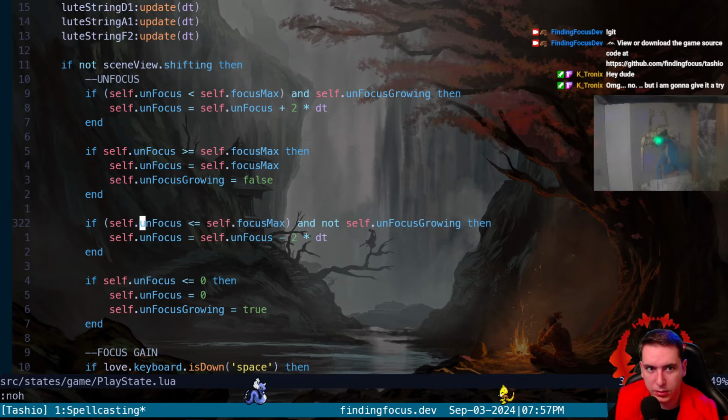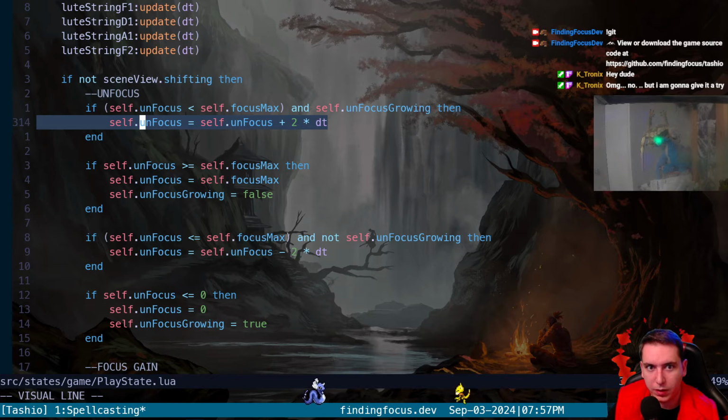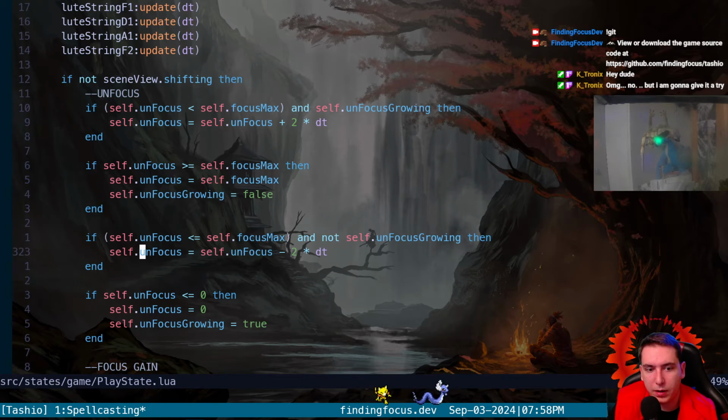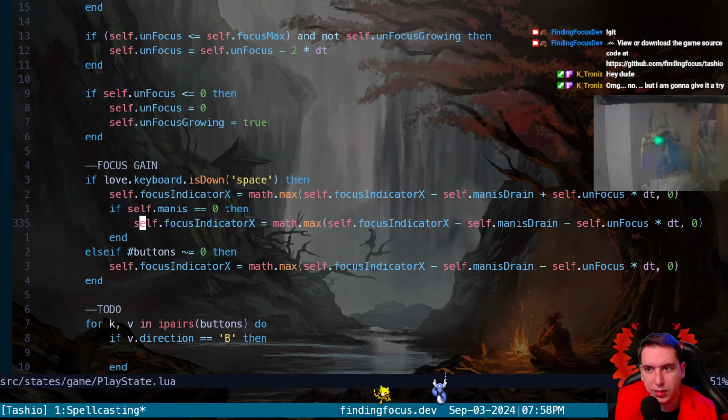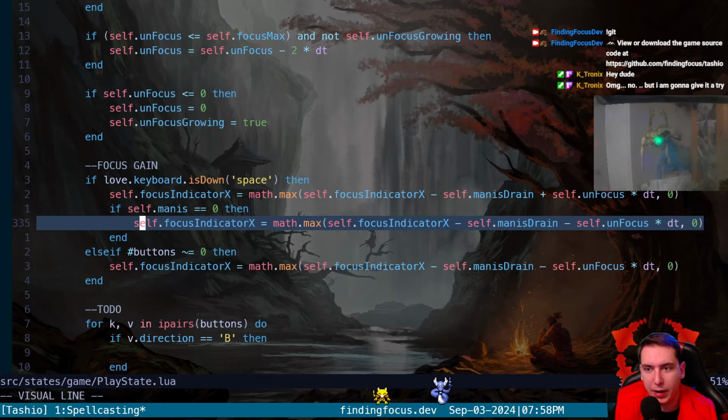So this right here is the speed at which our unfocus is growing, and then we're modifying our focus indicator by our unfocus scaled by delta time. So once we shrink our unfocus, we scale this. So I think we might need to scale.